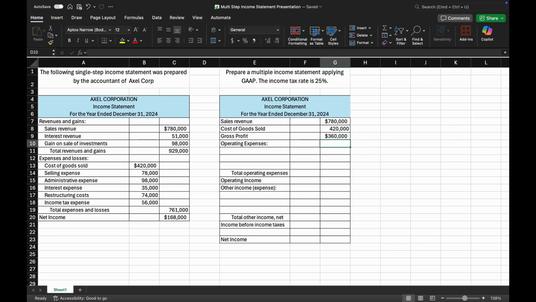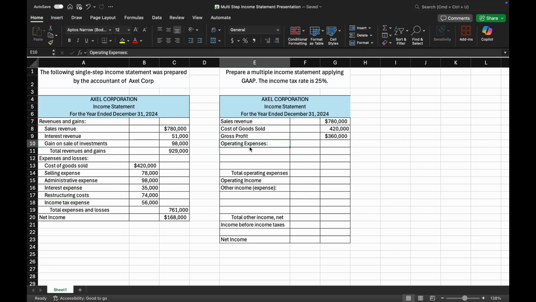Okay, now we have to do the operating expense section, and operating expenses are basically the ongoing cost of running a business. So any of those expenses from the single step statement that fit that description, we will transfer over to the section of the multi-step income statement. Looking at the expenses and losses from the single step income statement, the only ones that count as operating expenses would be selling expense, administrative expense, and then the restructuring cost. So let's just transfer these one at a time.